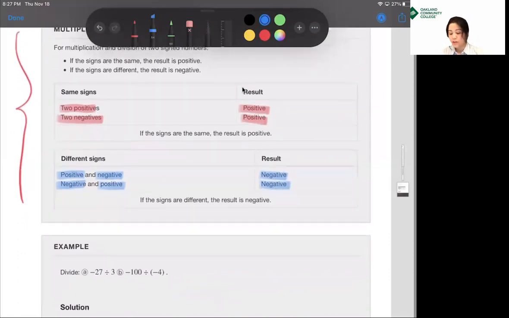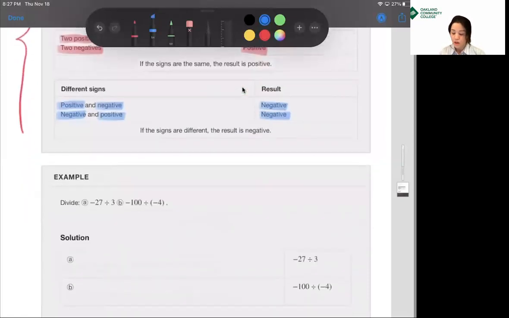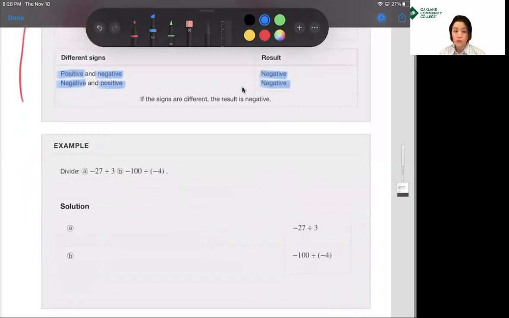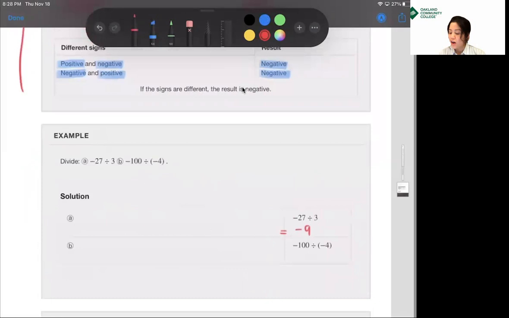So the rule here is pretty much the same as what we did in multiplication. For example, I have negative 27 divided by 3. Notice that the two numbers have different signs, right? So the result will be negative. 27 divided by 3 is 9, so that means it will be negative 9. Negative 100 divided by negative 4: the two numbers have the same sign, so the result will be positive, right? 100 divided by 4 is 25. So negative 100 divided by negative 4 is positive 25.